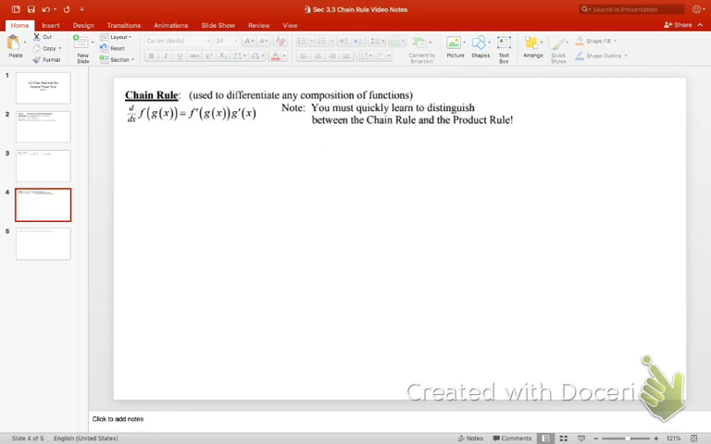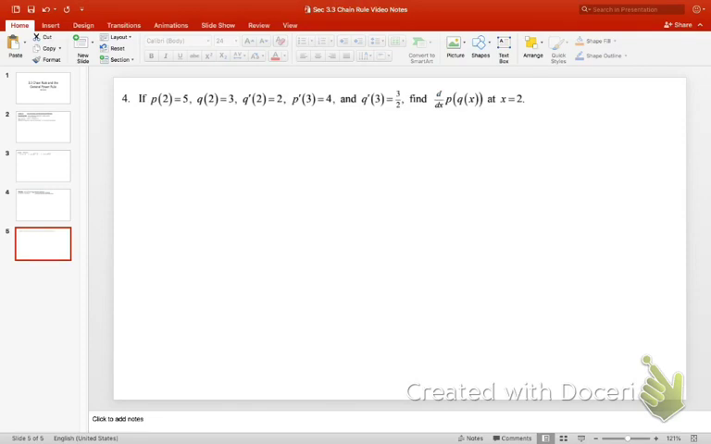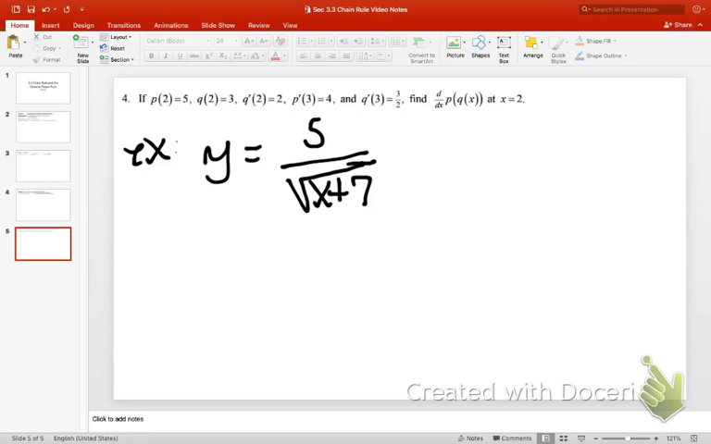So let's take a look at some examples. Before we get to this one, let's just do an example from the homework that shows the chain rule just a little bit better. I'm going to pause this for a minute and grab an example for us real quickly. All right, so this is just an additional example.